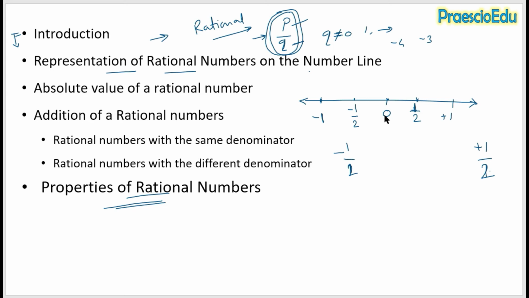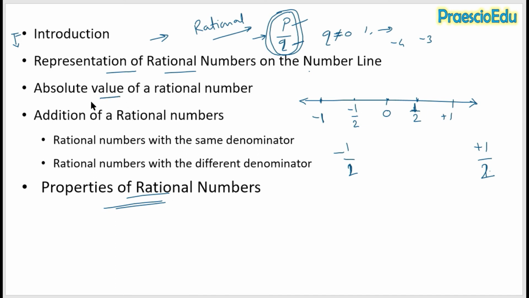Like that we can represent any number on the number line. So rational numbers can be represented on a number line. One more tip: irrational numbers cannot be represented on the number line because they are not fixed numbers. If the number has fixed digits, we can say it is a rational number. So this is the main difference.